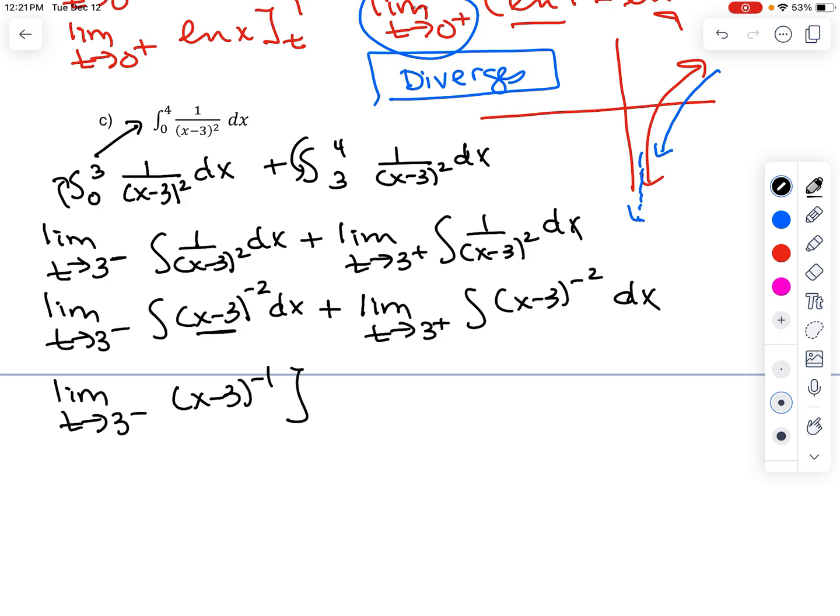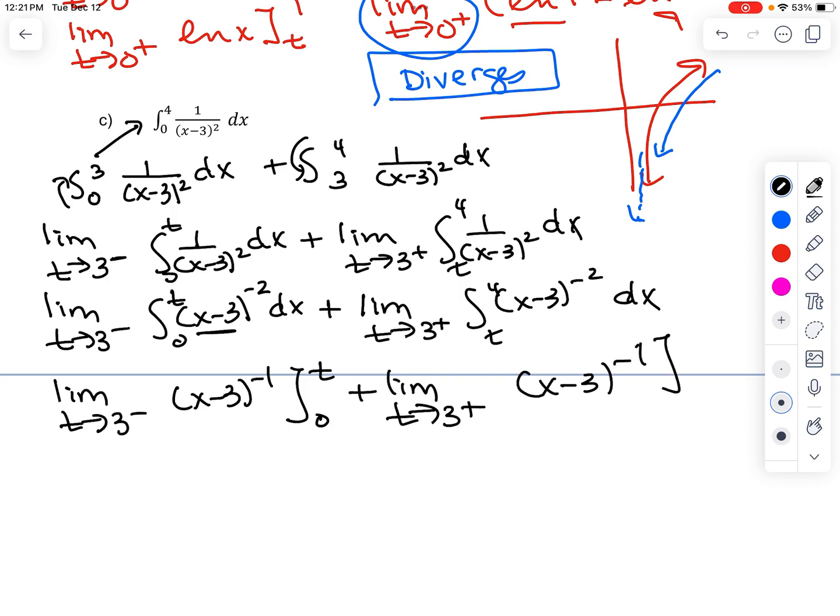And then, oops, I forgot to put my bounds here. So this is going to go from 0 to t. Here, this is going from t to 4. This is the same antiderivative. And we're going to go from t to 4.